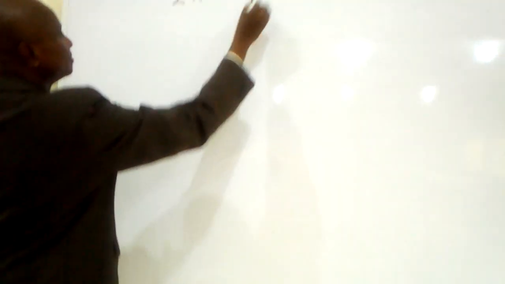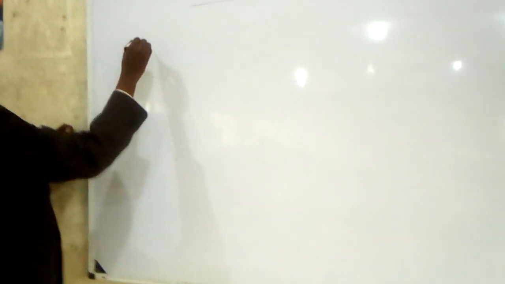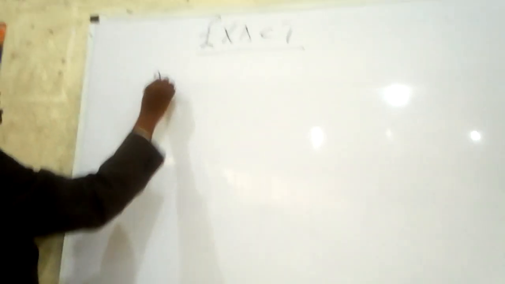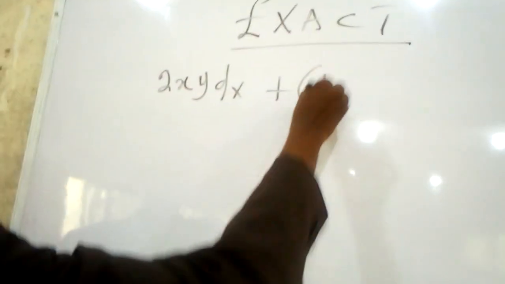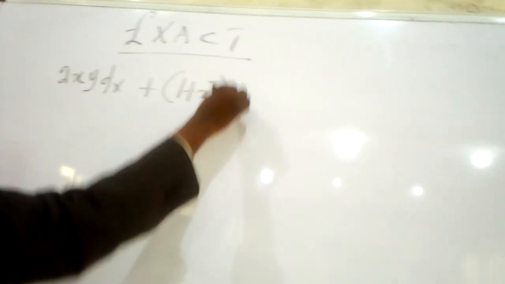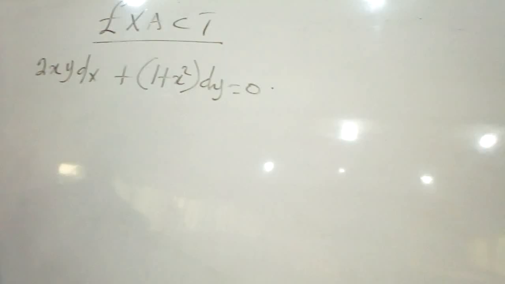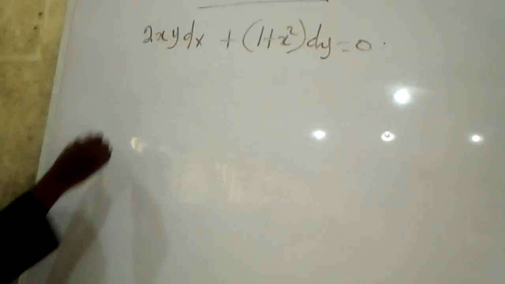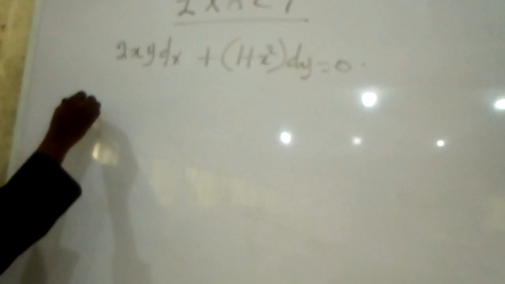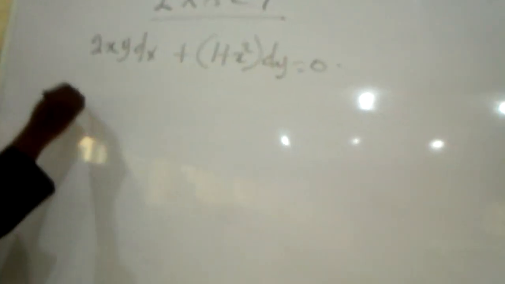Exact equation. Now, in exactness, we will have 2xy dx plus (1 plus x squared) dy equal to 0. Now, we will go for what we call the exactness test. Exactness test. First of all, what is the exact equation?